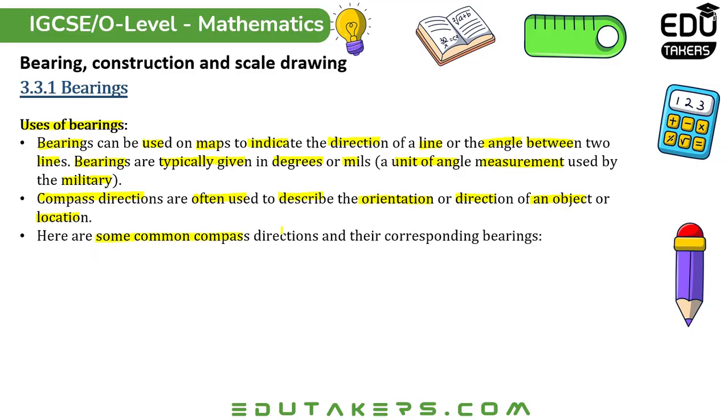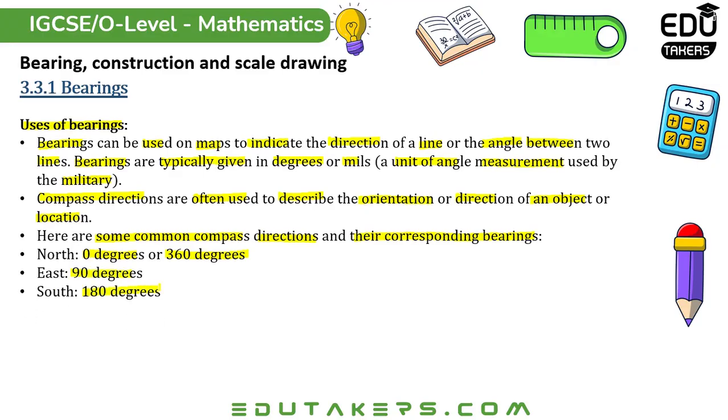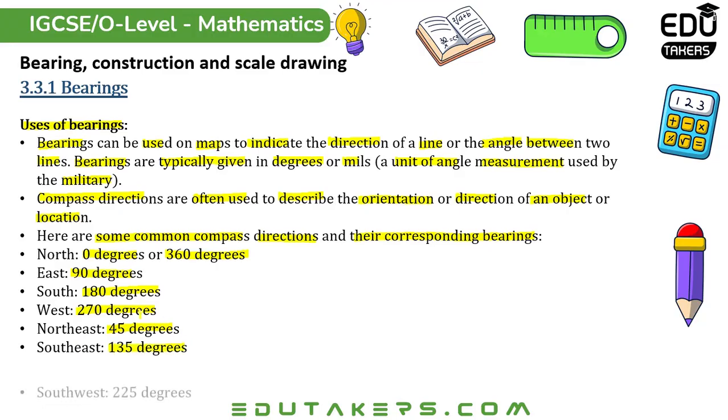Here are some common compass directions and their corresponding bearings. North is 0 degrees or 360 degrees. East is 90 degrees. South is 180 degrees. West is 270 degrees. Northeast is 45 degrees, southeast is 135 degrees, southwest is 225 degrees and northwest is 315 degrees.